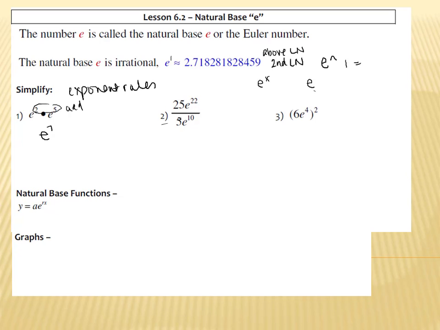Okay, same idea here. These are not exponents, so we just do these like a normal problem. So 25 divided by 5 is 5. But then on the e's, if you look at here, the base stays the same, and we do what with these? We subtract them. And then there's nothing on the denominator.